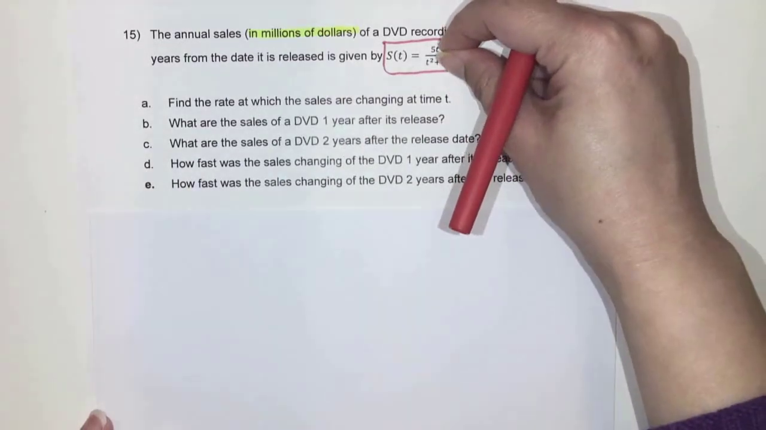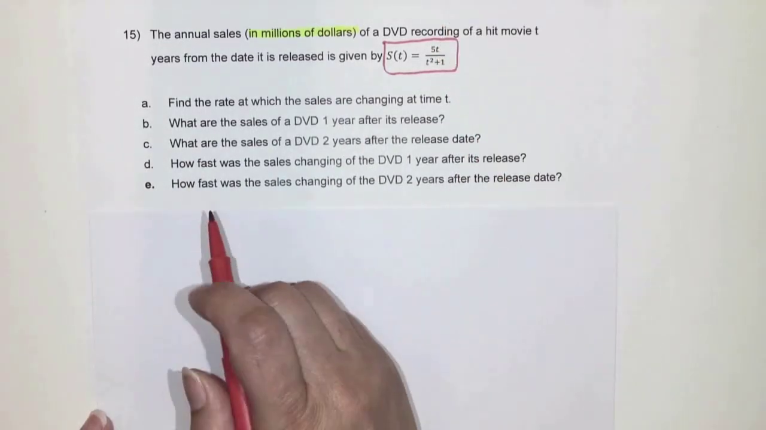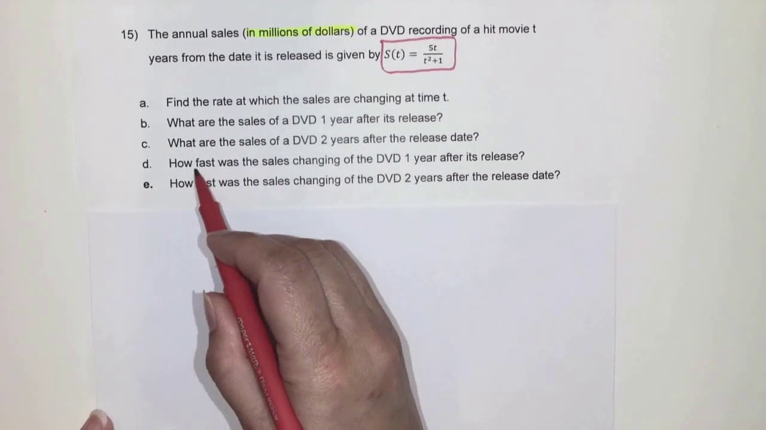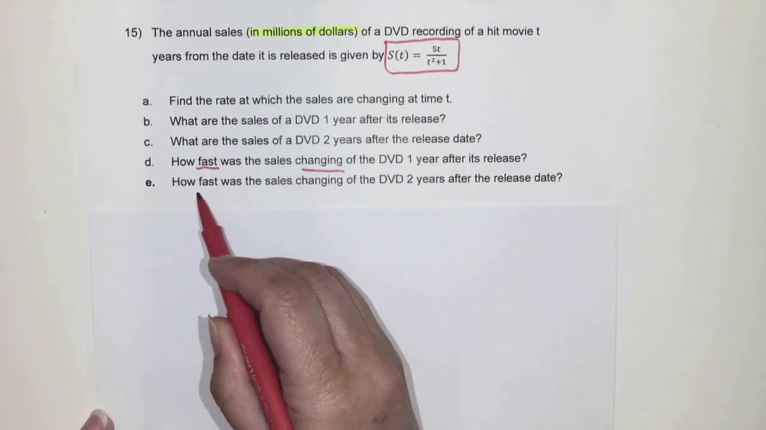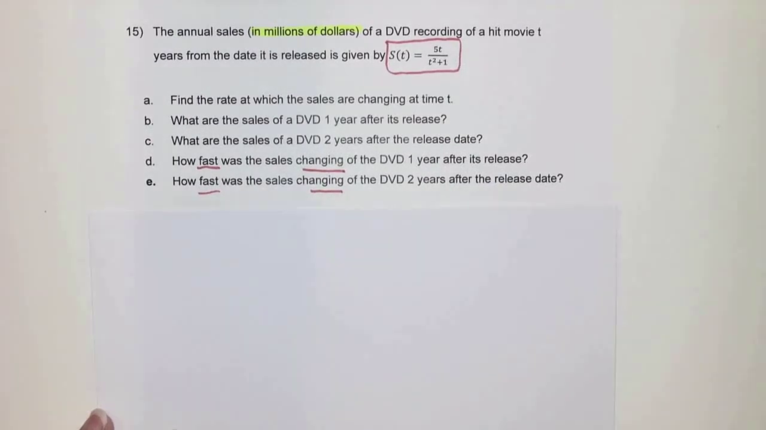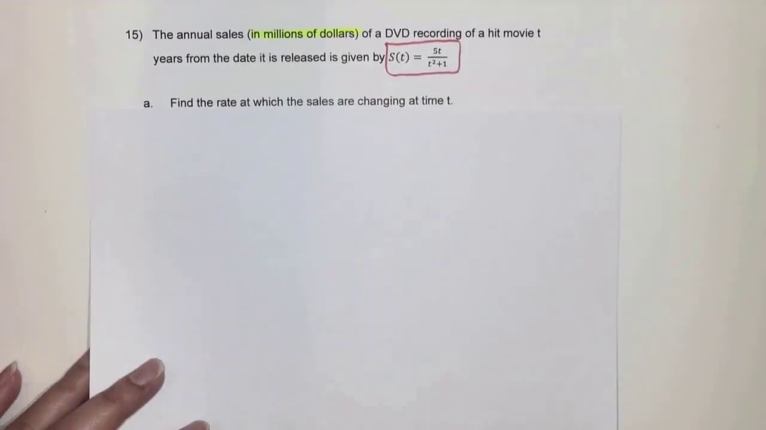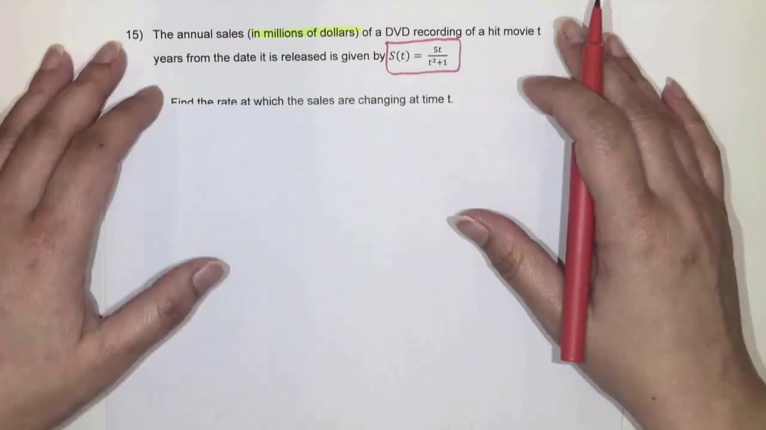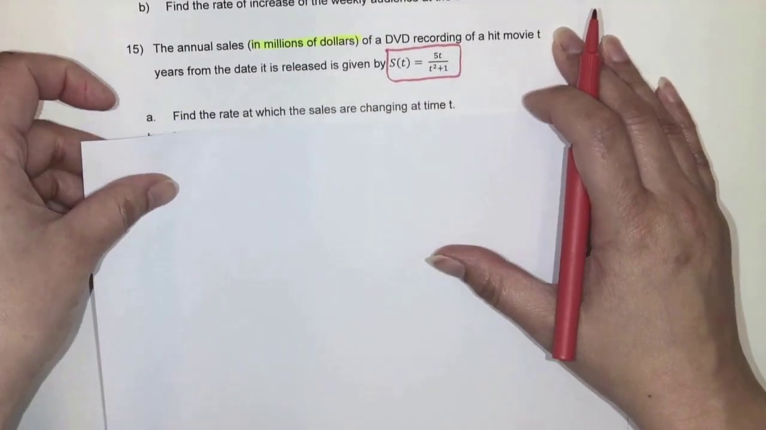We can plug it into the original function. But when they say how fast is it changing, that would be rate of change, right? How fast is it changing in year 1 and 2? Those would be S prime of t. So let's start with A. A is the rate of change. So we need to find S prime of t.